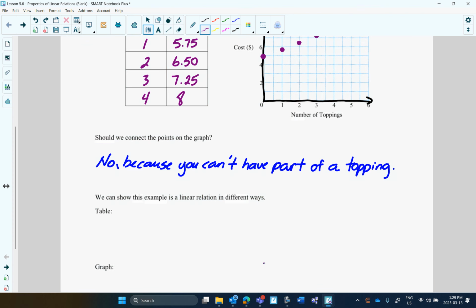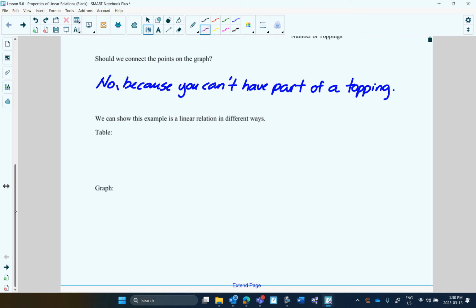And we've already talked about how to tell if a relation is linear by looking at the graph. We've already talked about this. Okay? If points or segments form a line, that's how we can tell. So we know this one above because we could draw a line through all the points and hit all the points.